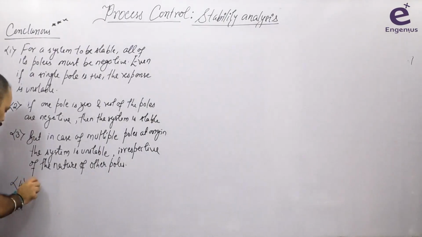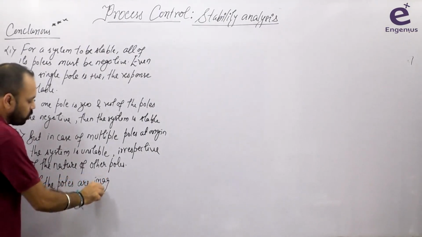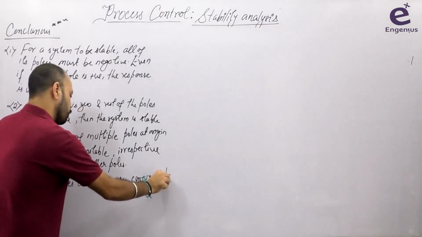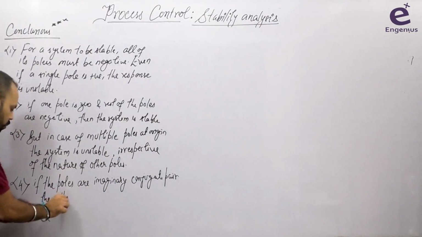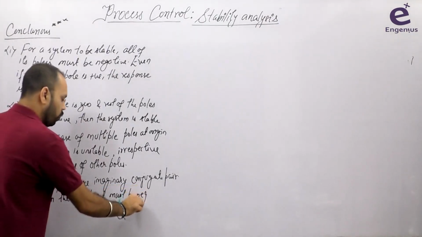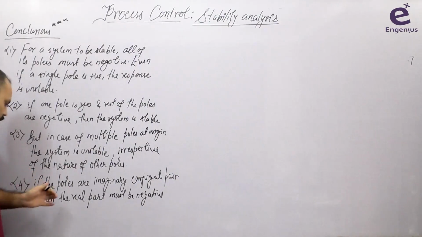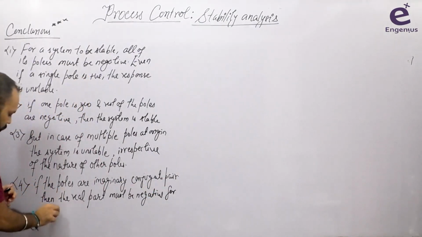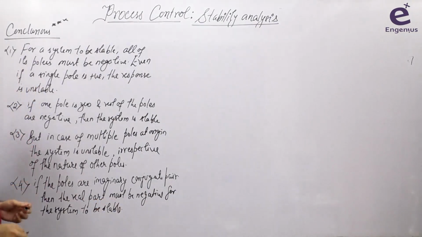One more point. Suppose if the poles are imaginary conjugate pairs, then the real part must be negative, then only the system will be stable. We saw na, when alpha was less than 0, then the response was coming to be finite and bounded. Real part must be negative for the system to be stable. Okay. These are 4 conclusions which we can make from the previous discussions.